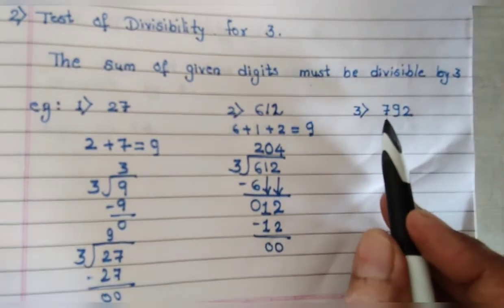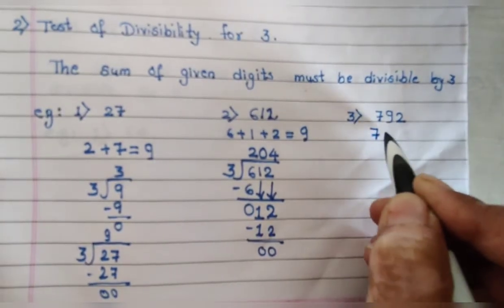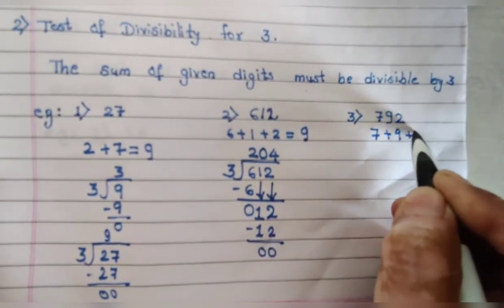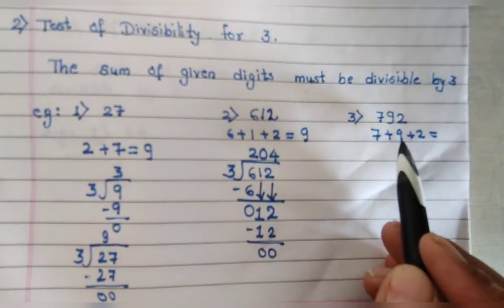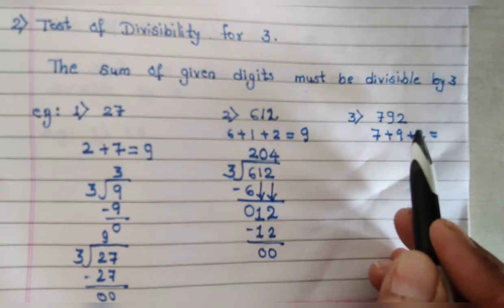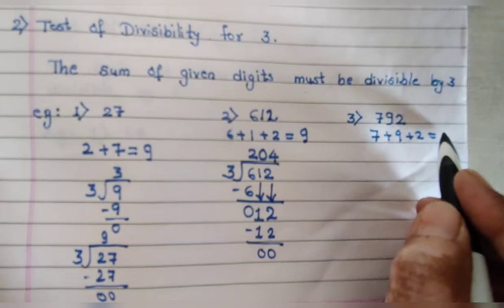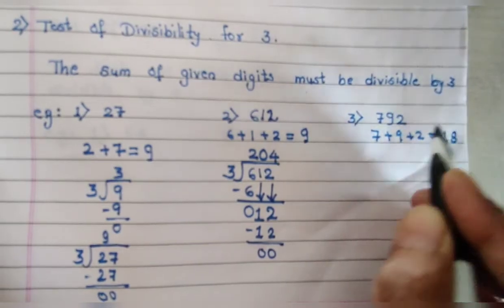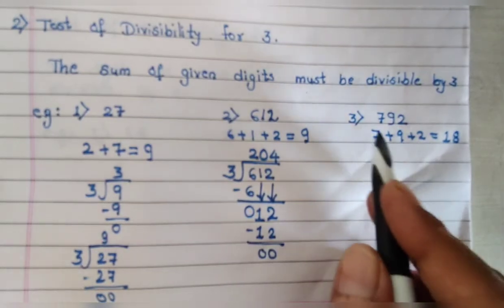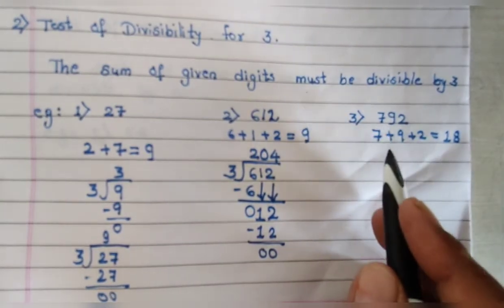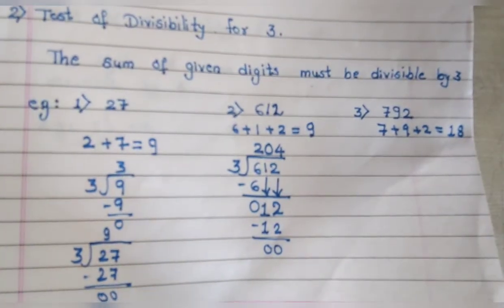Now look at this number. Whether this is divisible by 3 or not. Let us check by adding the digits. 7 plus 9 plus 2. 7 plus 9, 16 plus 2, 18. Is 18 divisible by 3? Yes, 3 6s are 18. That means 792 will also be divisible by 3. We can directly say without doing the actual division.